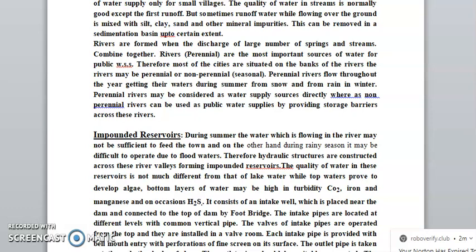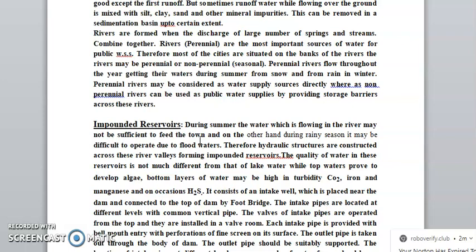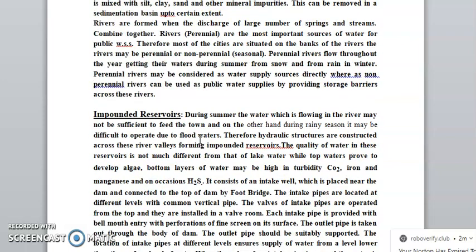The quality of water in the reservoir is not too much different from the lake water, while top water pools develop algae. Bottom layer water may have high turbidity, CO2, iron, and manganese, and on occasion H2S. It consists of an intake well placed near the dam and connected to the top of the dam by a footbridge.